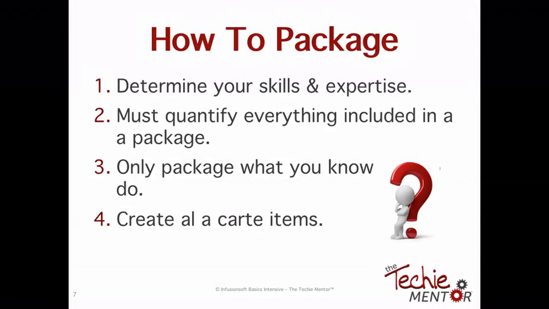Because you must quantify everything included in a package. So every package has a number: the number of emails you send, the number of tags that you add, the number of contacts that you add, the number of referral partners you add. Everything has a number attached to it. That's how you package. You don't just put together a package and say you're going to get, you know, email newsletters and a template. Right? Well, what if this month I send out 5 email newsletters, and next month I send out 10? I'm paying you the same price for 5 or 10. That doesn't seem fair. So you have to quantify everything, and only package what you know how to do.